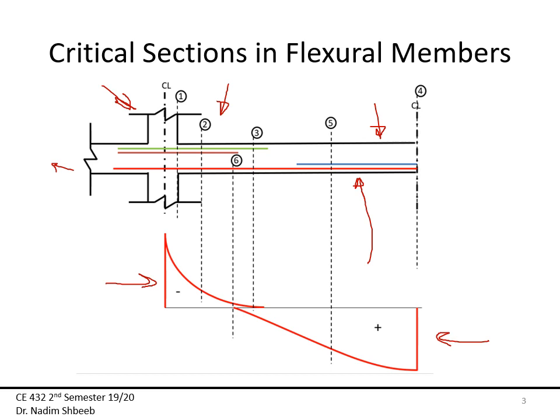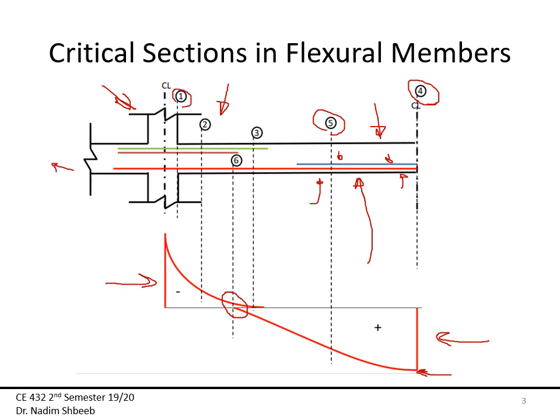So now I'm going to introduce you to the sections that I have. Section number 4 is at the center line, and it represents the maximum positive moment. At section 5, I have 2 bars, a blue bar and a red bar, and both of them are needed at section 4. At section 5, I'm going to decide to discontinue the blue bar, but keep the red bar going on. Section 6 is what we call an inflection point, where the sign is changing from positive to negative.